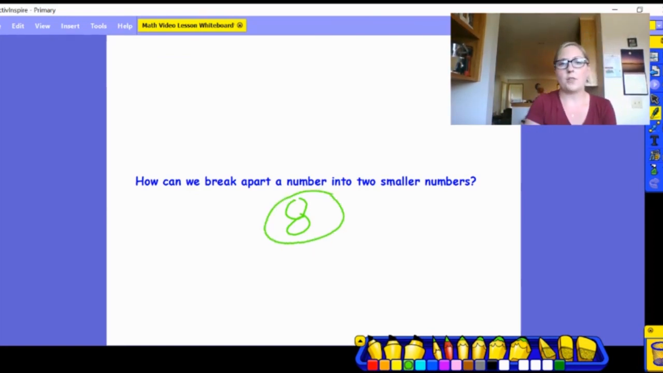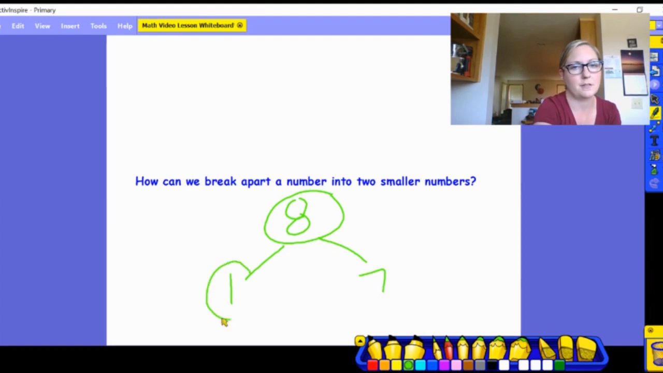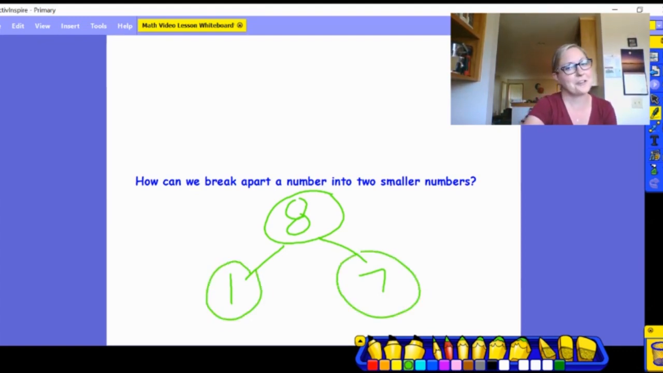Think about all the different ways you could add 2 smaller numbers to make a total of 8. For example, I know I could add 1 and 7 to make 8. Can you think of another example? Did you think of maybe 2 and 6? We can make 8 with 2 and 6.